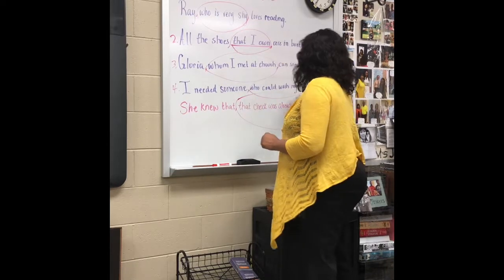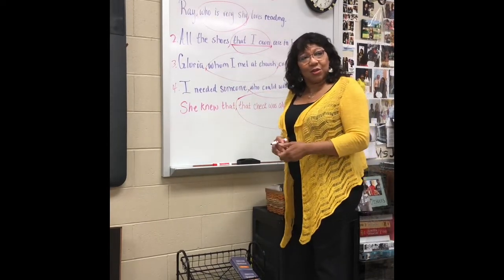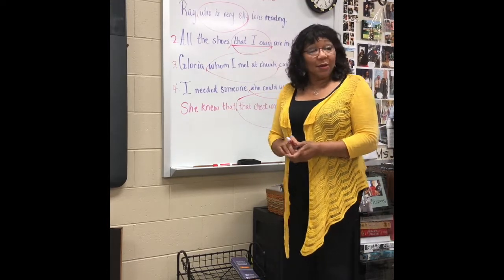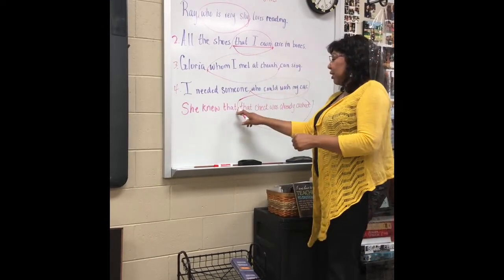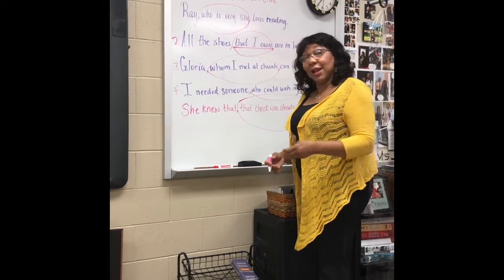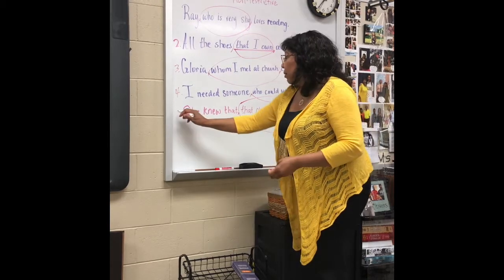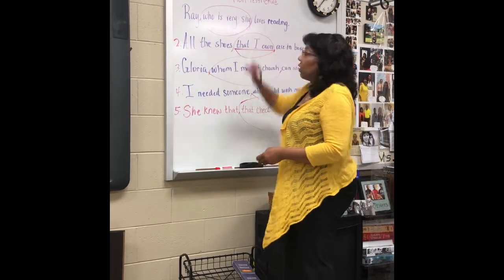So this non-restrictive clause, if you want to be technical about it, serves as a direct object because it answers the question who or what after the verb. But we don't have to know that. We just know that a comma separates that. So she knew that. That check was already cashed. Make sense? So, any questions about non-restrictive clauses?